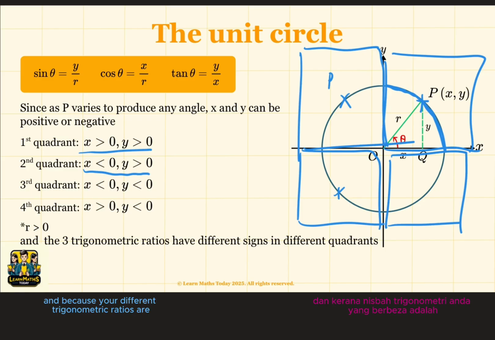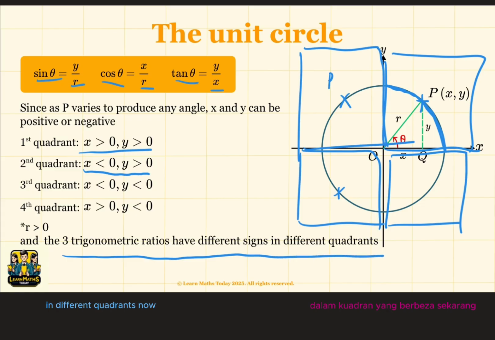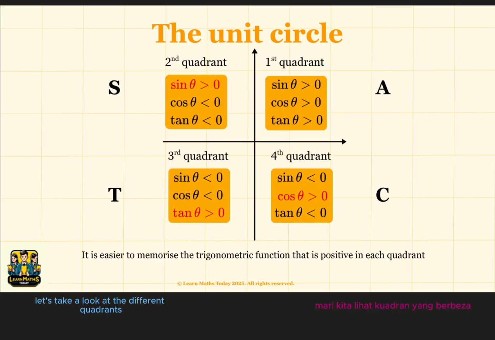And because your different trigonometric ratios are ratios involving y, r, and x, depending on which quadrant your angle is in, your ratio would be positive or negative, right? So these three trigonometric ratios would have different signs in different quadrants. Now, let's take a look at the different quadrants and the different signs of the trigo functions in each quadrant. So in the first quadrant, all of them are positive. Sine, cosine, tangent, all are positive.